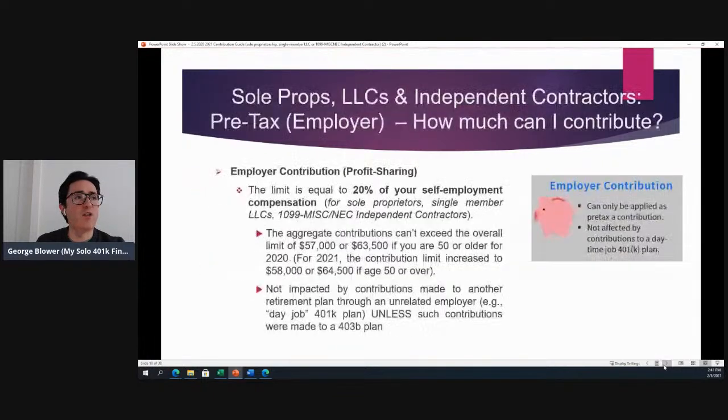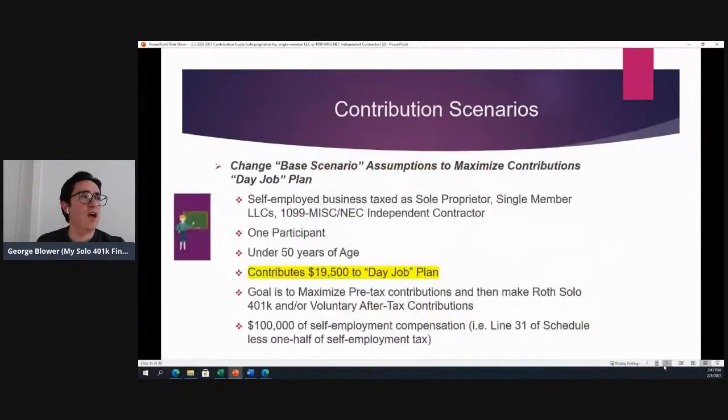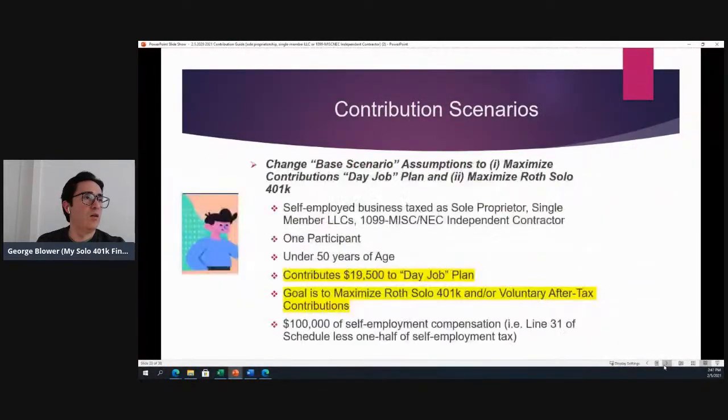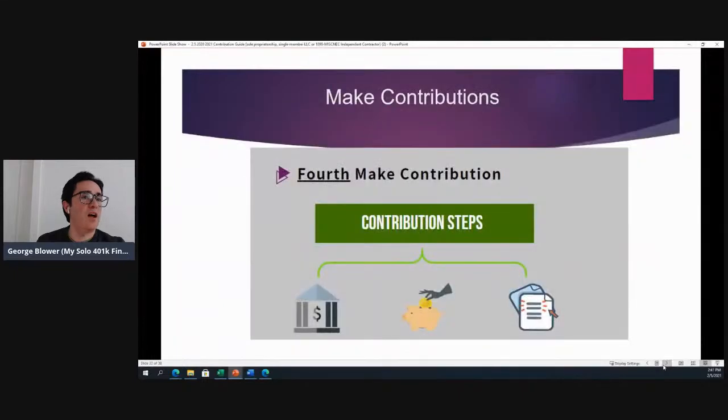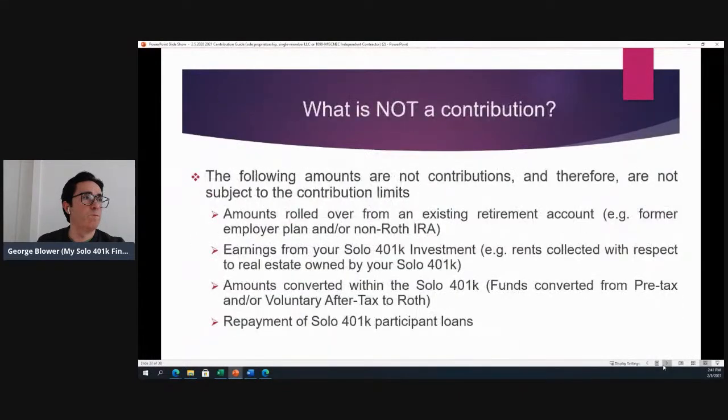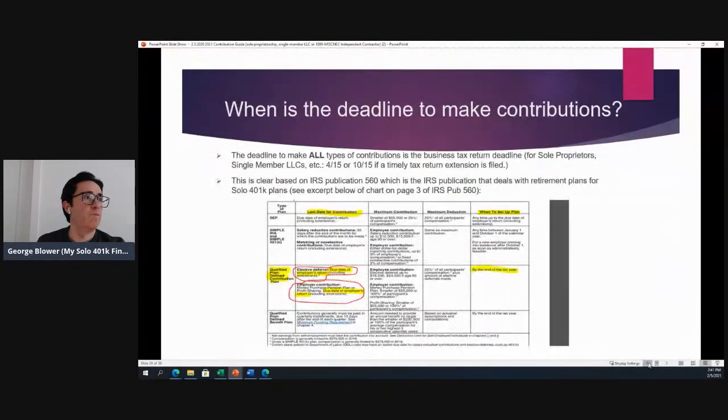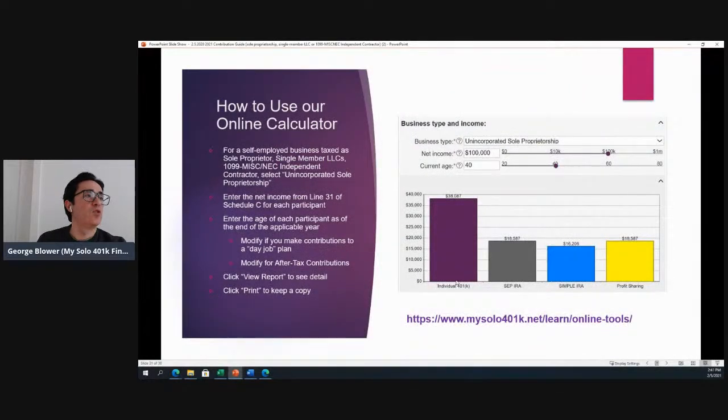So let's go back to the calculator. I see the next question is asking for clarification on the calculator. So after-tax contributions are not addressed on the calculator. It's talking about employee as well as employer contributions. So your pre-tax or Roth, 19.5 or 26 if you're 50 or older, and then the employer contributions, which are the pre-tax. So that's why we said we've got to modify if it's after-tax contributions.